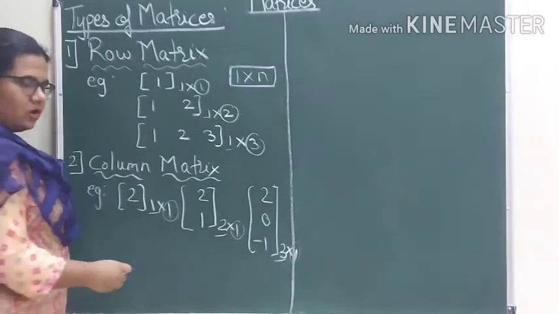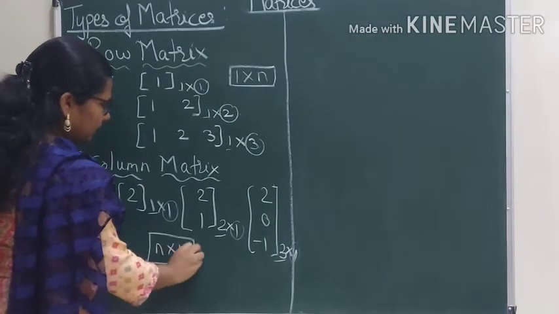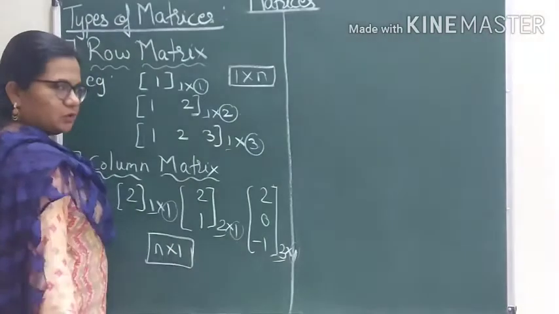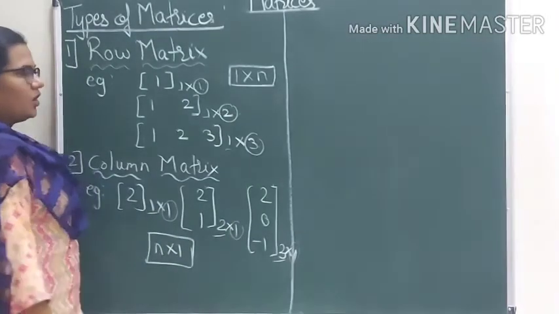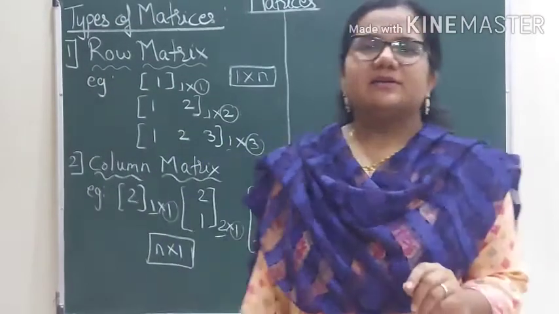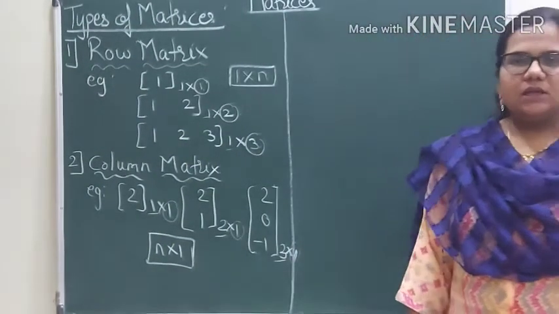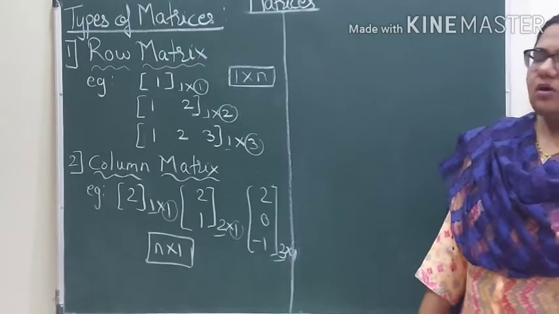So what will be the order of this type of matrix? N into 1. So if you have a matrix of this type, n into 1, then this type of matrix is called a column matrix. So row and column matrix are very simple. Row matrix means a matrix having a single row, and a column matrix means a matrix having a single column.